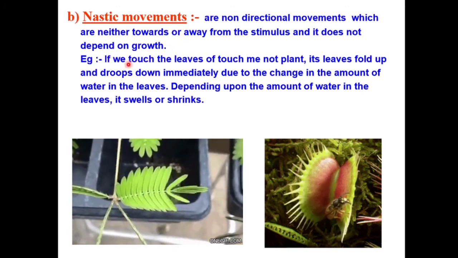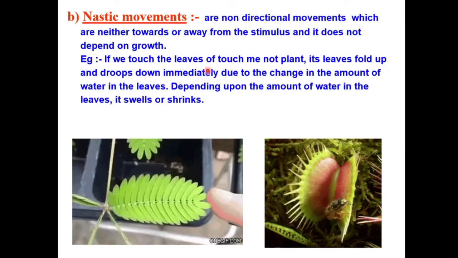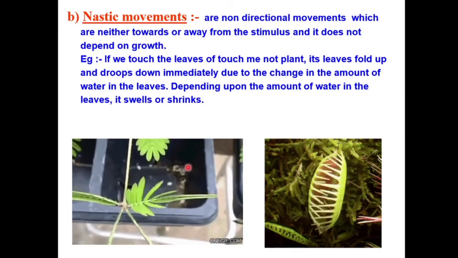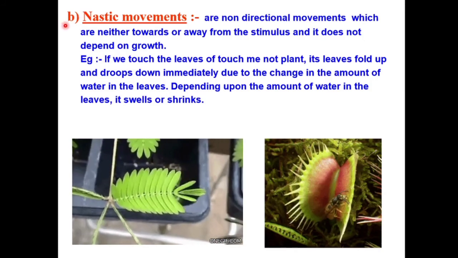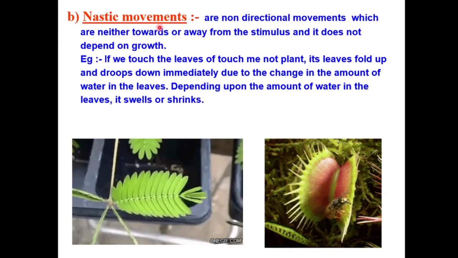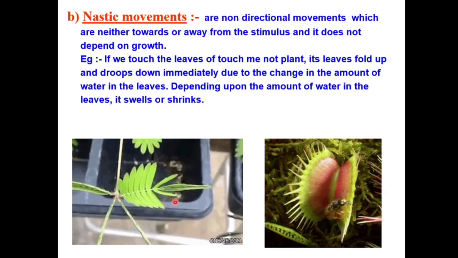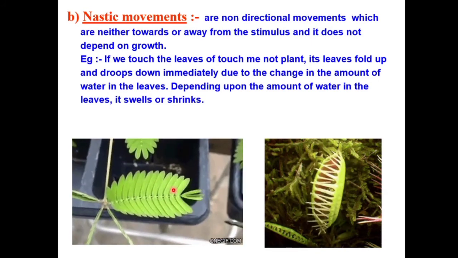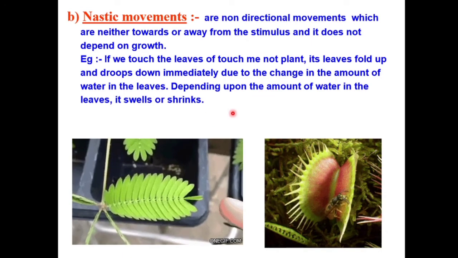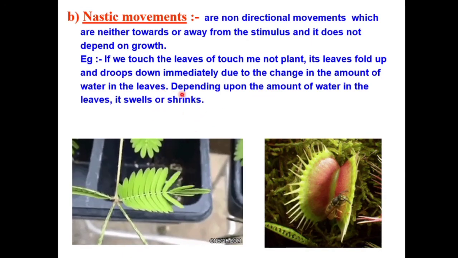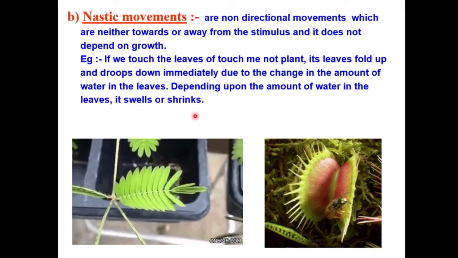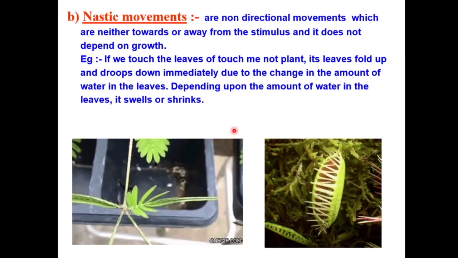What happens if we touch a touch-me-not plant? The leaves fold up immediately. Look, the leaf folding up immediately, na? So this is a nastic movement. Two types of plant movement: tropic movement we have been studying till now, and this is called nastic movement, where as soon as you touch, the leaf droops. So there is no growth, no direction, only movement. And it is also faster than the tropic movement. How does it happen? Depending on the amount of water in the leaves, it swells or shrinks. So it depends on the water pressure or turgor pressure.